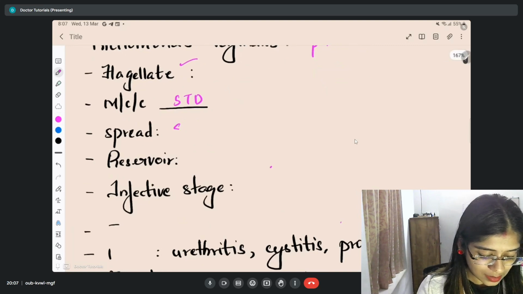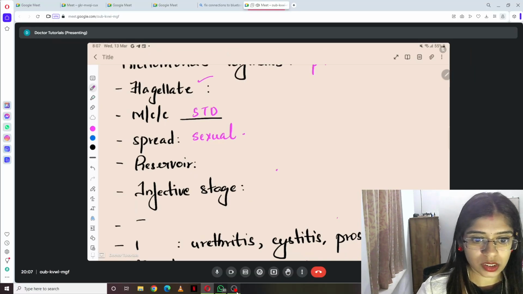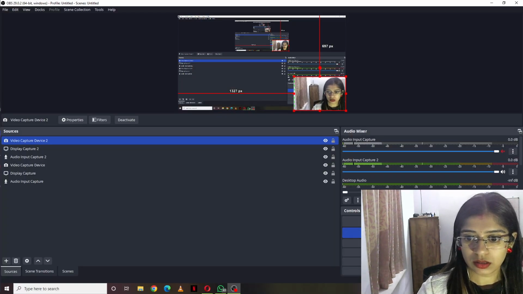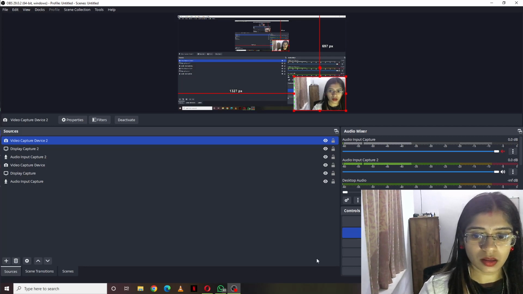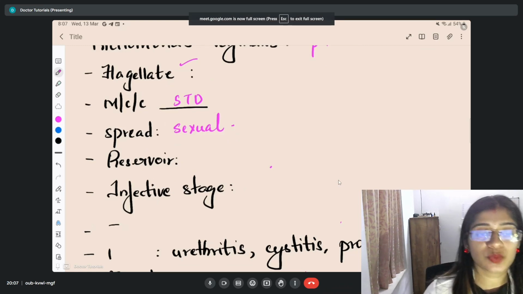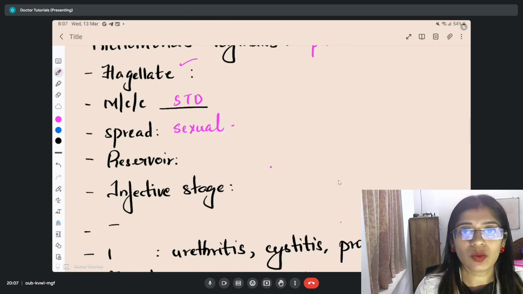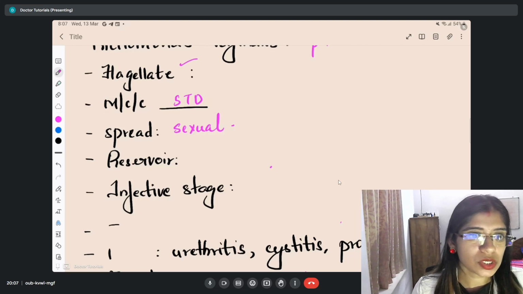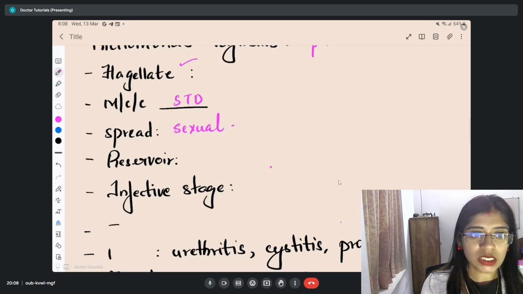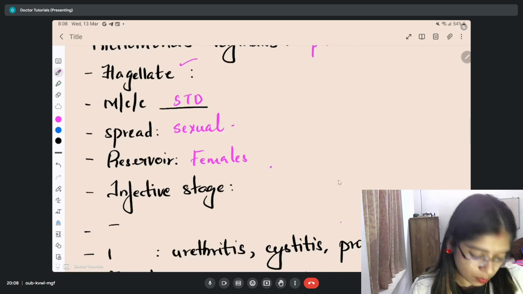Okay, so how is it spread, guys? It is spread via sexual route. Yeah, so it is spread via sexual route. Okay, so mostly it is spread from females to males, but other ways also it's possible. Now once this parasite enters your body, it's gonna cause genital problems. Okay, not just genital, but generally genital problems. I'll tell you what they are. So who's the reservoir of this disease? Who carries it? These are the females. Okay, so mostly the females have this parasite and they give it to males during intercourse.